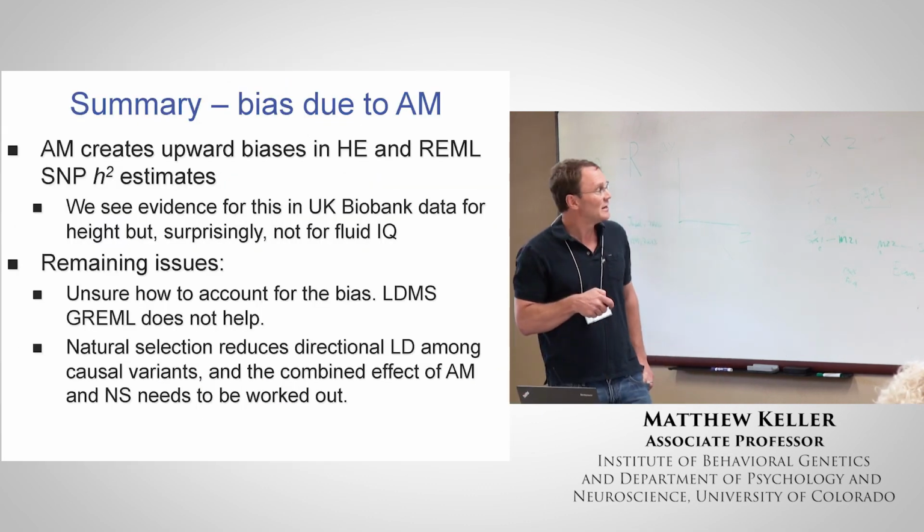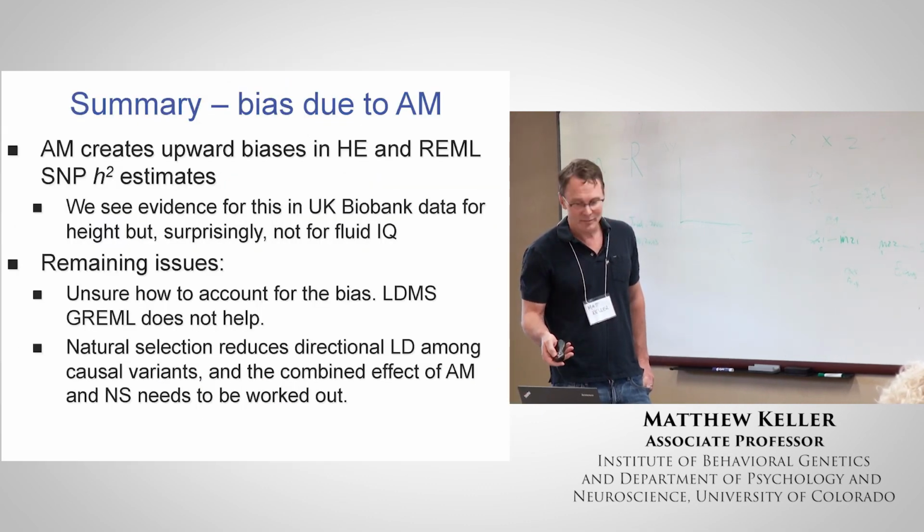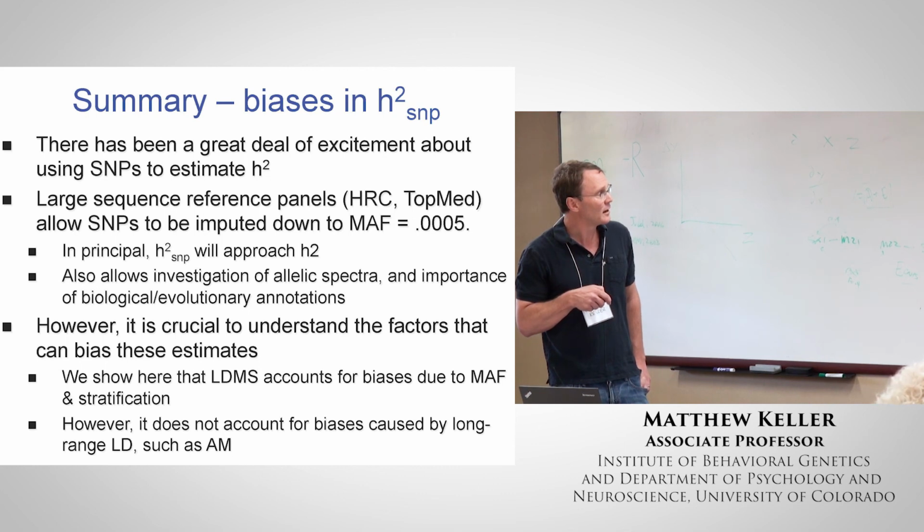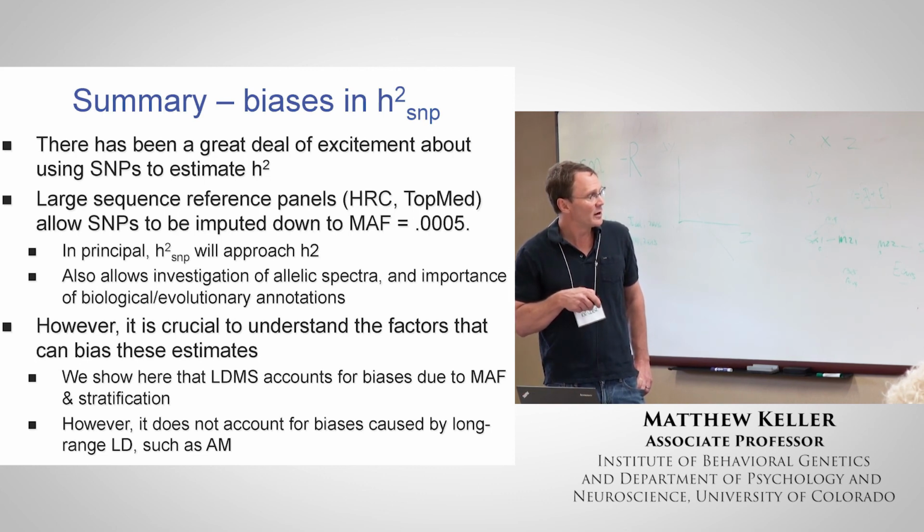So in summary, there's been a lot of excitement about using SNPs to estimate heritability. Large sequence reference panels allow SNPs to be imputed down to very low minor allele frequencies. In principle, that estimate of SNP heritability will approach the true heritability, and that will also allow investigators to understand the allelic spectra of the causal variants underlying traits. But it's crucial to understand the factors that can bias those estimates.